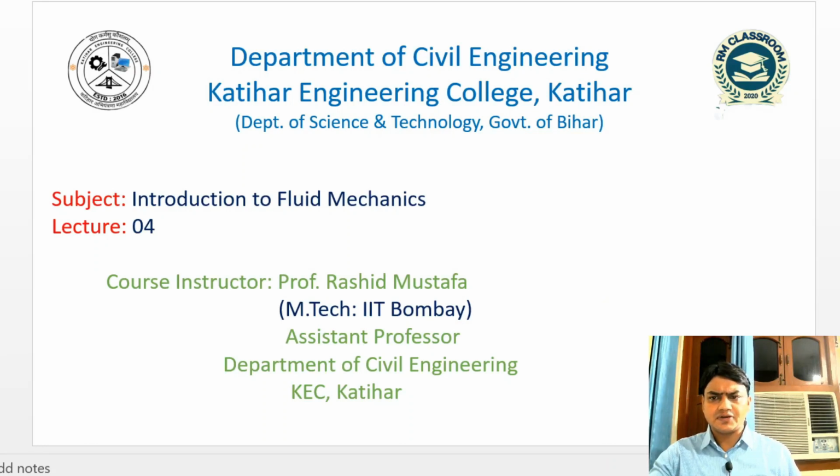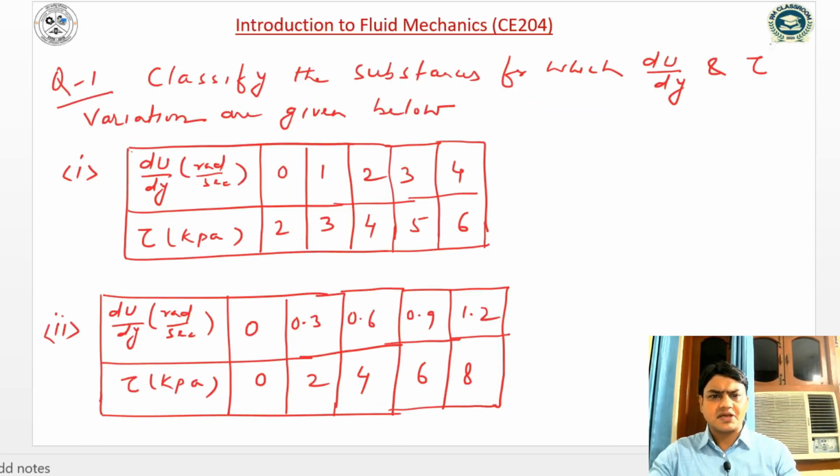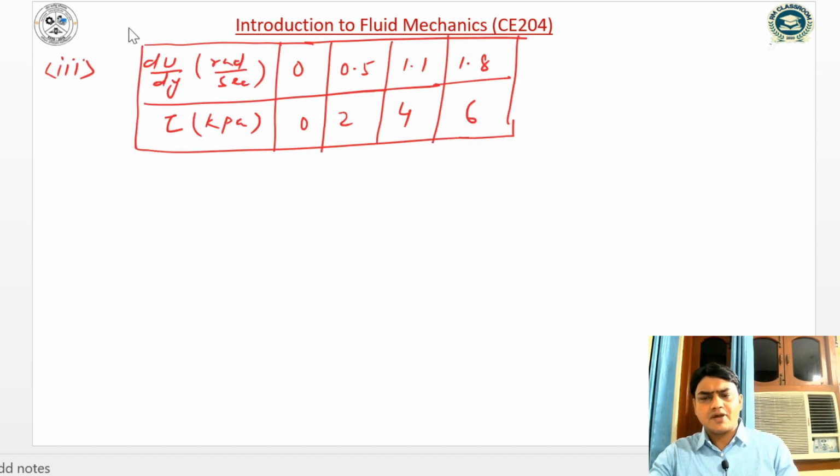So let us start the first problem. Classify the substances for which velocity gradient and shear stress variation are given below. The value of velocity gradient in radian per second is 0, 1, 2, 3, 4, and the corresponding shear stress is 2, 3, 4, 5, 6 kilopascal. In the second part, we have to classify the fluid for this variation, and in the third part, we have to identify the fluids for this shear stress and velocity gradient variation.